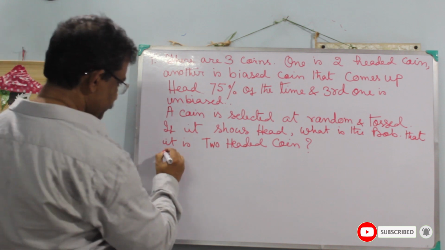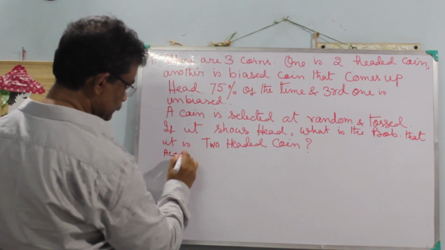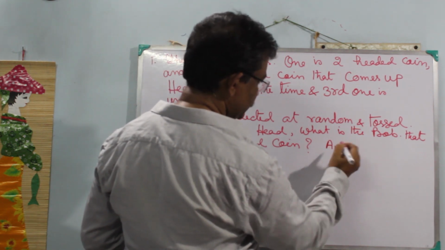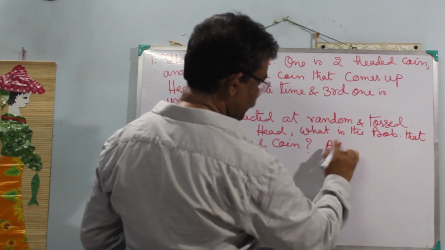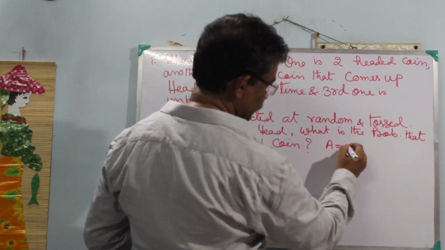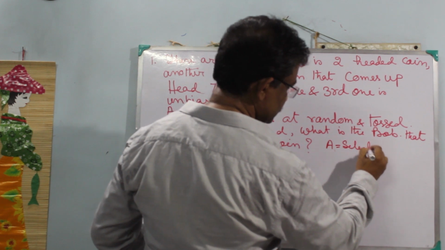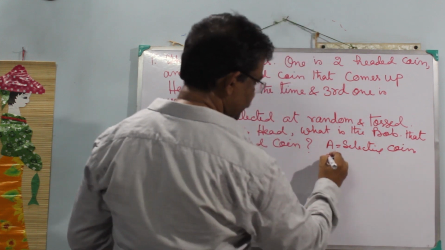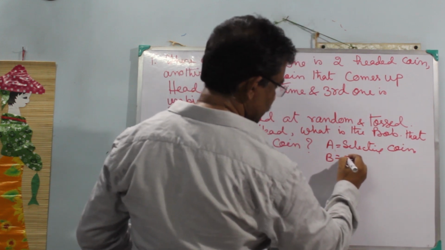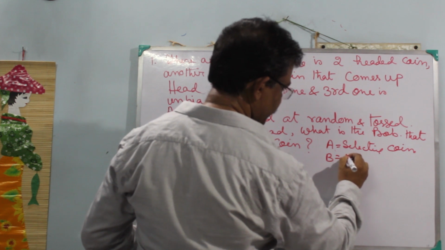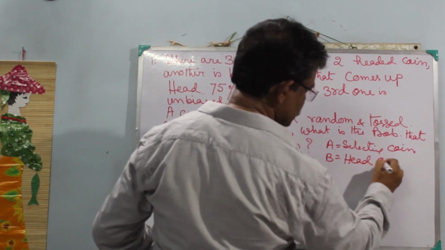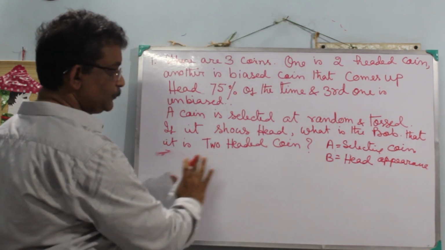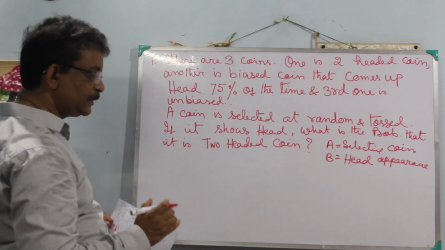So according to the Bayes theorem, let us first define 2 events. Let A be the event of selecting a coin, and B is the head appearance. So first we have to make a chart.